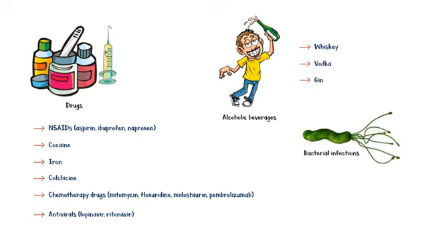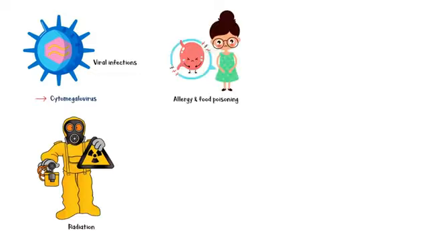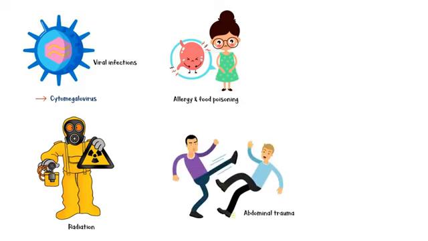Bacterial infection with the Helicobacter pylori bacterium is the commonest cause of gastritis worldwide. Very rarely, bacteria such as streptococcus, staphylococcus, and proteus can also cause gastritis. Another cause of acute gastritis is viral infection, especially with cytomegalovirus. Additionally, radiation, allergy and food poisoning, and abdominal trauma can also cause acute gastritis.